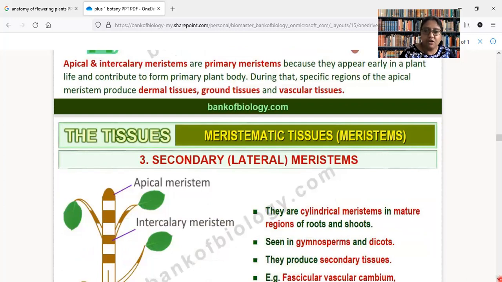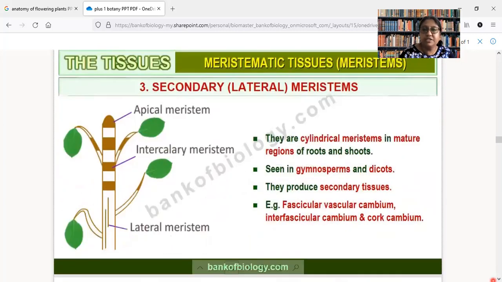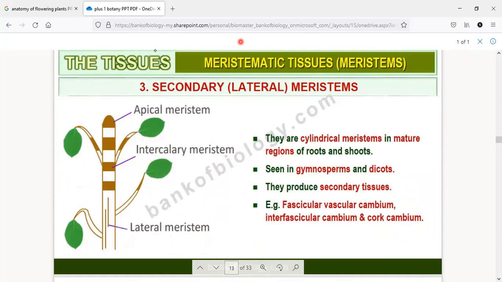So last but not least, depending on position, the third type of meristem is called secondary or lateral meristem. So why are they called lateral meristem? Because, beta, if you are taking a cross section of a root or shoot, you will be able to find them at the lateral side of the root or shoot. And they are responsible for increase in the girth.